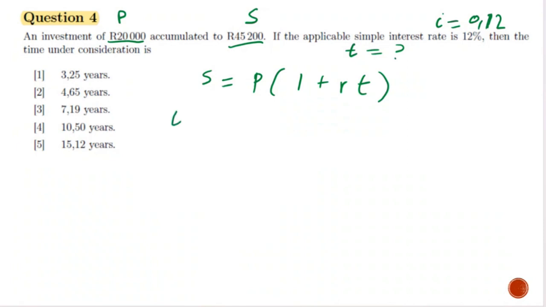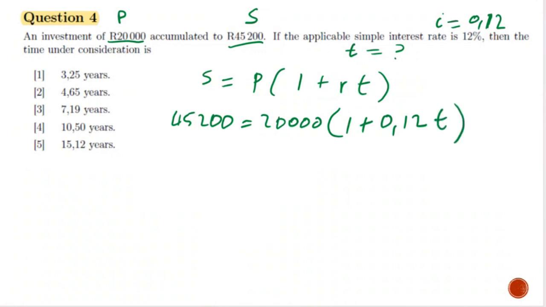Your S is 45,200. Your present value is 20,000 into 1 plus your R. It's 0.12. It's not compounding. It is just a simple interest rate. And then you don't know your T. So this one is a straightforward because you just substitute and then you substitute everything and then take your calculator. You find that your T is equal to 10.5. It's yes. So that will be your answer. So this one is one of those giveaway questions. You just have to know which kind of a formula you're going to be using.